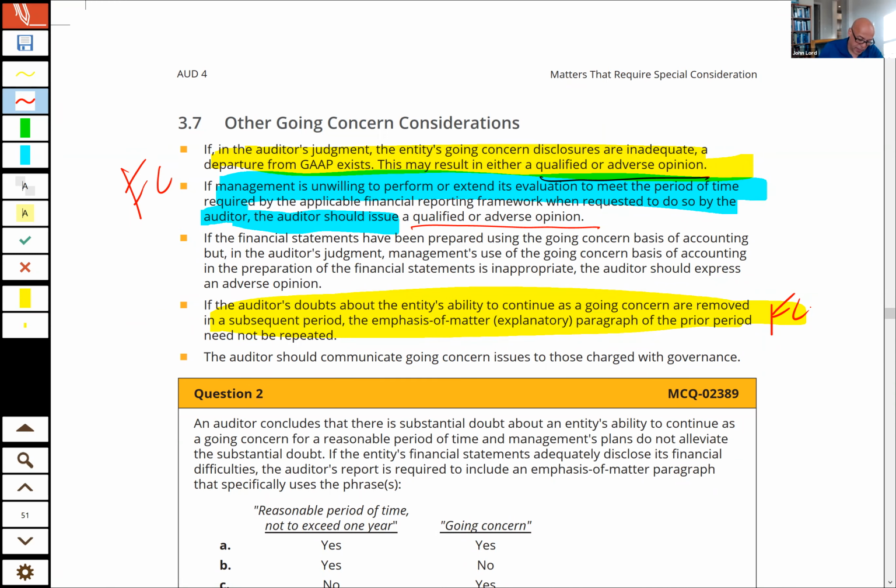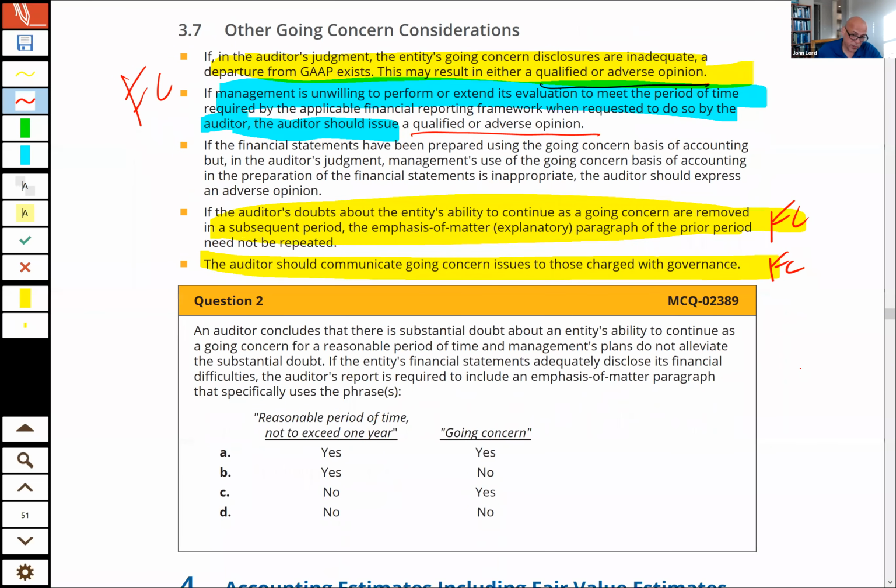Okay, and the auditor should communicate going concern to those charged with governance. They should know that, but they want to make sure, because sometimes you talk to boards of directors and they're asleep at the switch, right?